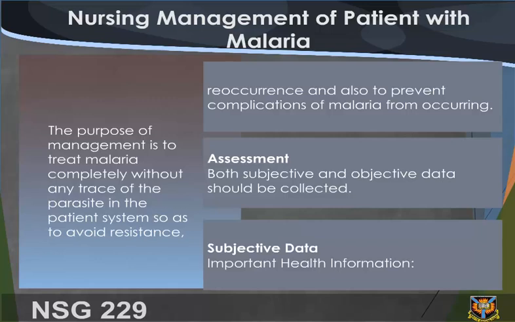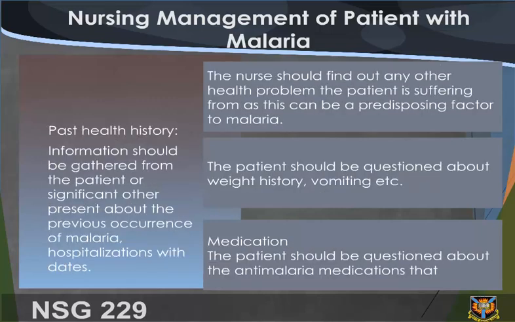Assessment. Both subjective and objective data should be collected. Subjective data: important health information. Past health history. Information should be gathered from the patient or significant other present about the previous occurrence of malaria, hospitalizations with dates. The nurse should find out any other health problem the patient is suffering from, as this can be a predisposing factor to malaria.